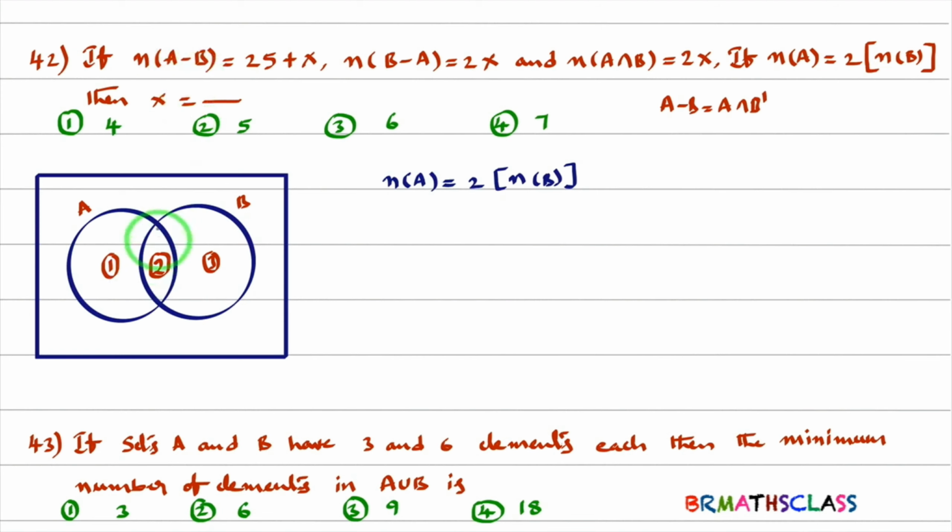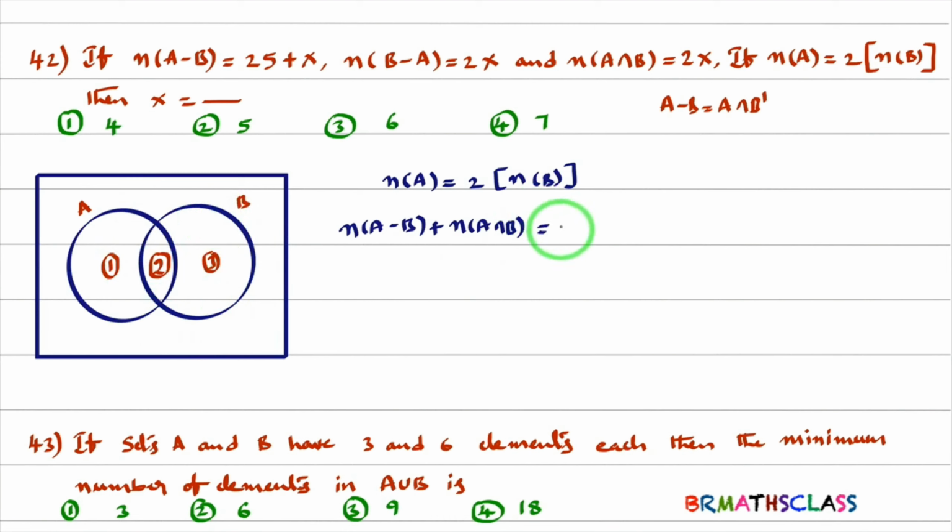Observe this Venn diagram. N of A is nothing but the number of elements in A minus B plus the number of elements in A intersection B. Try to understand. First part plus second part is what? It is the number of elements in set A, or not? What about second part plus third part? That is the number of elements in set B, or not? This we can understand by seeing this Venn diagram.